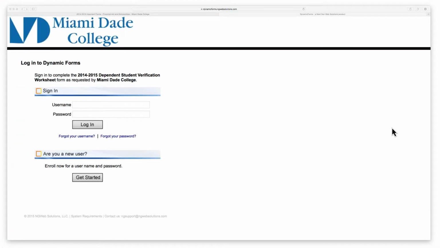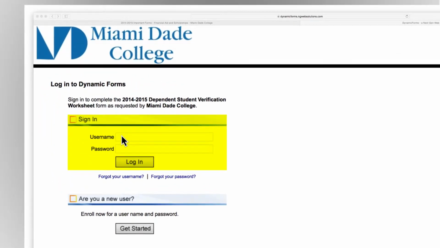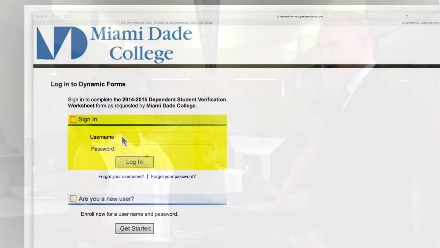All right. So in order to fill this form out, does the student need their MDC username and password? They need their MDC ID, but they need to set up an account with dynamic forms. For all of our forms, we have an account they can set up with a user ID and password. It's very simple. That's really all they need. They do not need their MDC password, but they do need the dynamic forms password and user ID.